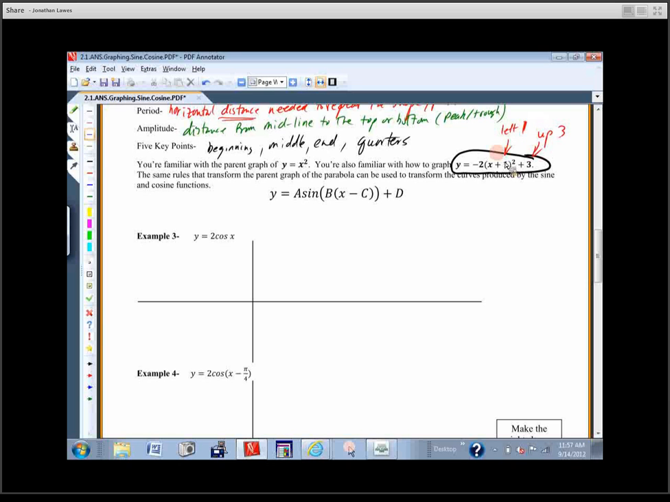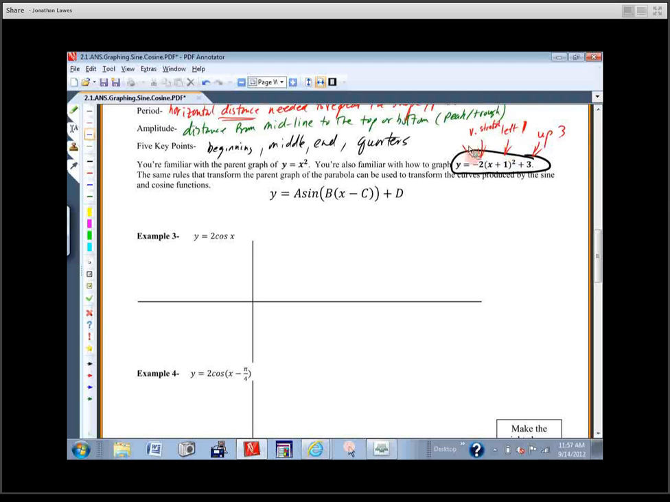Remember, anything inside the parentheses before the function does the opposite of what you'd think. So you would think it would move it to the right one. It doesn't. It moves it to the left one. Okay, and there's a good reason why it does what it does. Okay, what about the 2? Okay, careful. Just the 2. Okay, it's a vertical stretch. It makes it steeper. So I'm going to put vertical stretch.